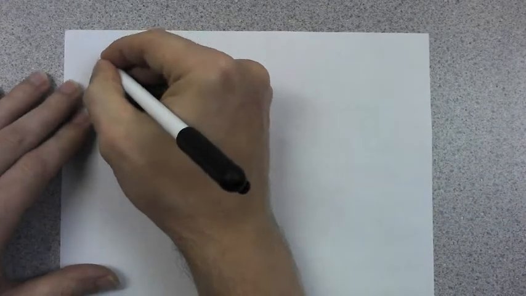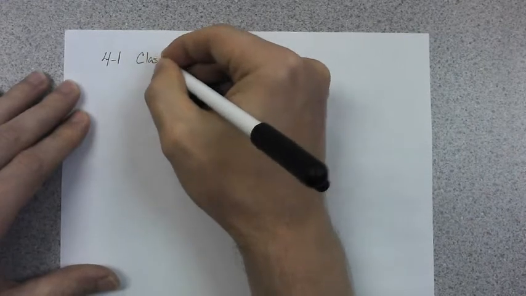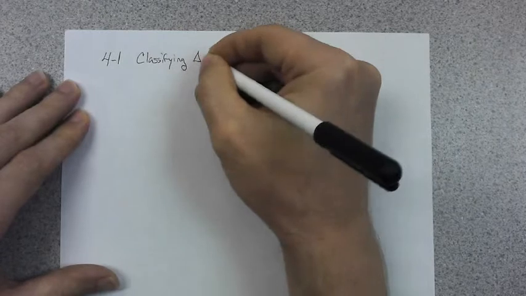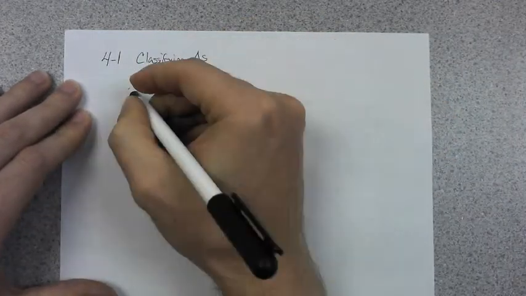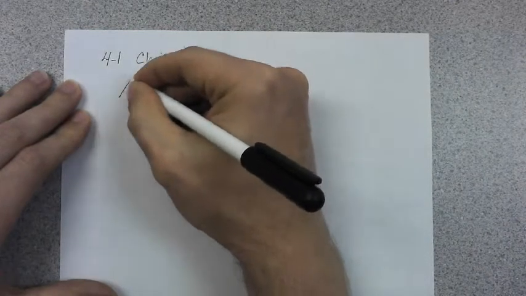Alright, boys and girls, so here we have Chapter 4, Section 1. The name of this is Classifying Triangles. And basically we have a lot of vocabulary we just have to memorize. These are things you should look at and just recognize right away without really putting much thought into it.